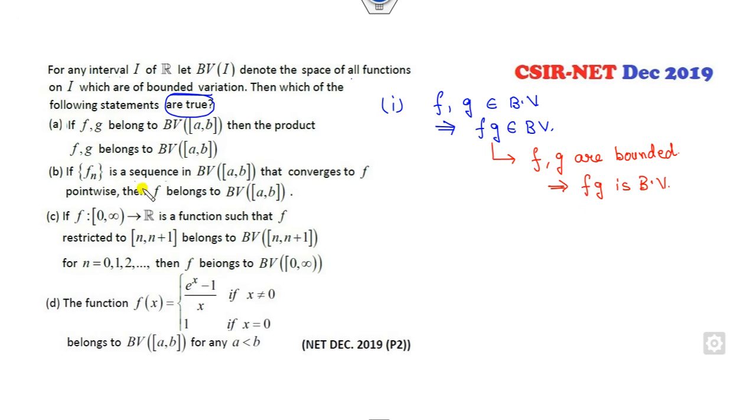Okay, we will think about it here. Look at the next one. Fn is a sequence of BV functions which converges to f pointwise. Okay, one more shortcut tip for you.